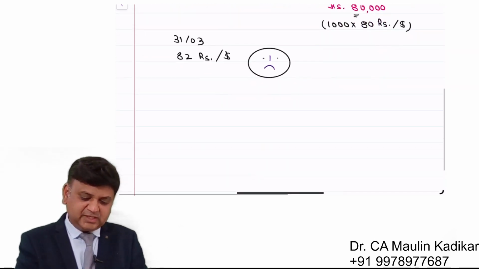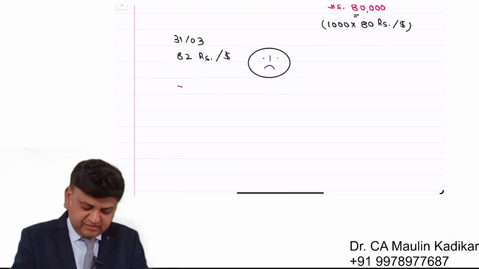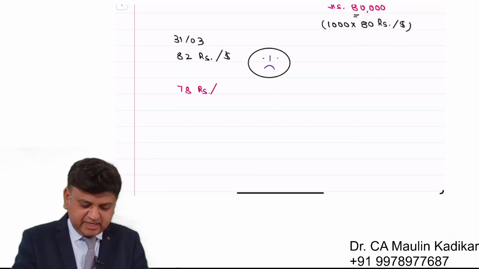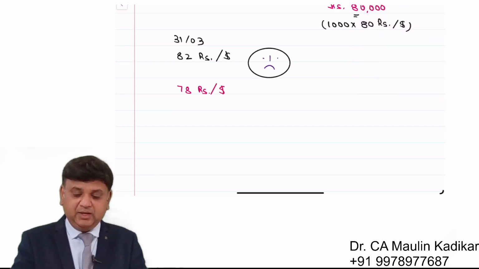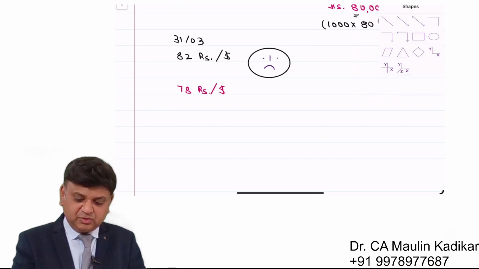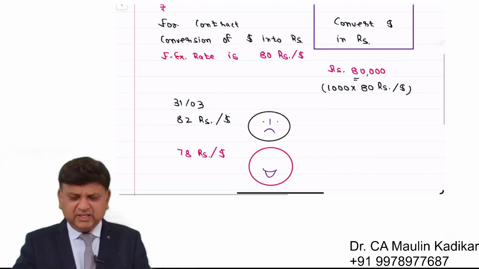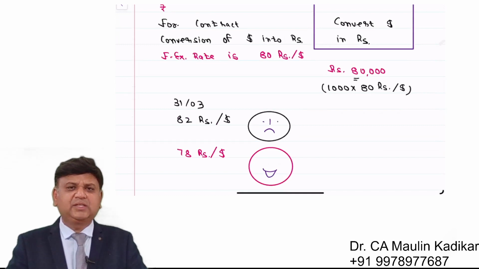And suppose the spot exchange rate is 78 rupees per dollar. Then in that case, we understand that the Reliance company would be definitely happy. Why? Because it is able to receive an amount of 80,000 instead of 72,000. That is what we understand. This is the kind of difference that it will make.